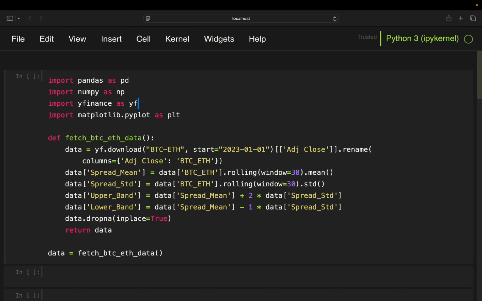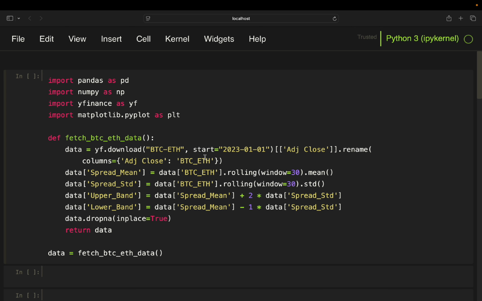First step, fetching historical BTC ETH data. For this, I'm using the yfinance library. You can also use the Binance API or any other crypto exchange data source you prefer. I'm using yfinance to download price data for Bitcoin in relation to ETH, starting 2023, pulling the adjusted close column and renaming it to BTC ETH.